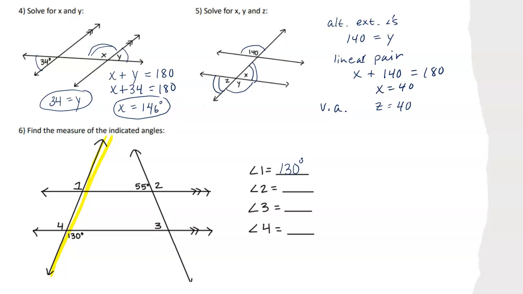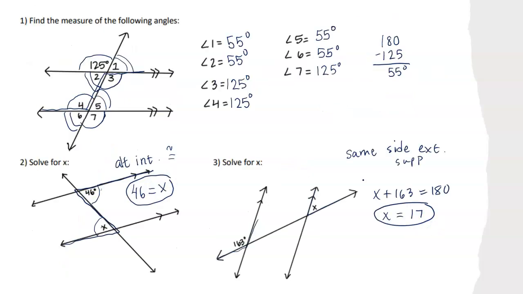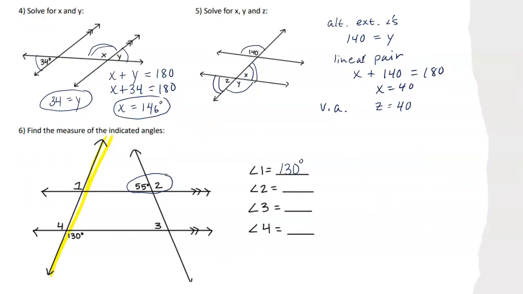Angle 2 makes a linear pair with a 55. So 55 plus x equals 180. That means that 2 is going to be 25 degrees.